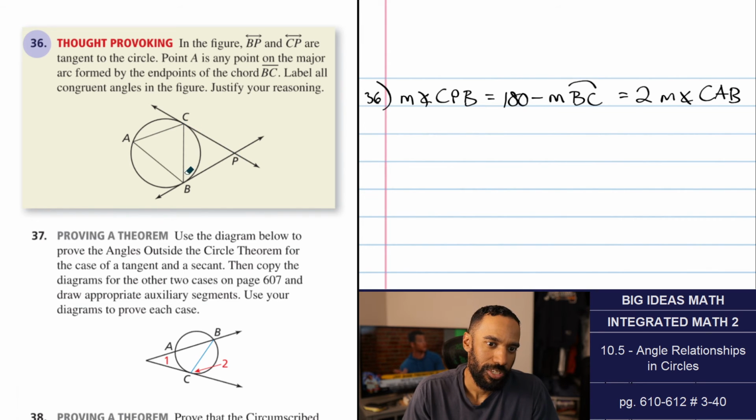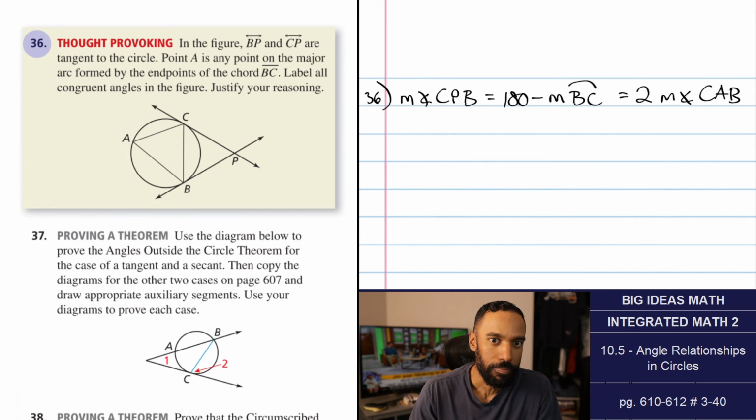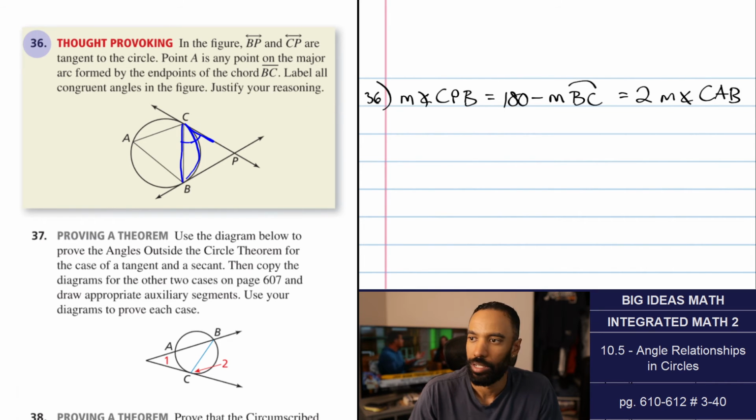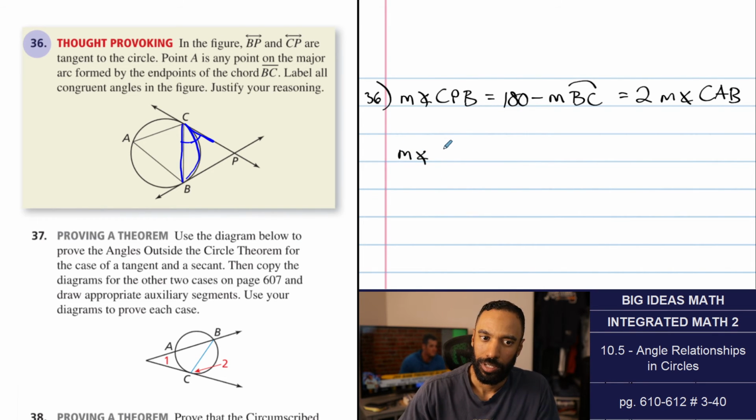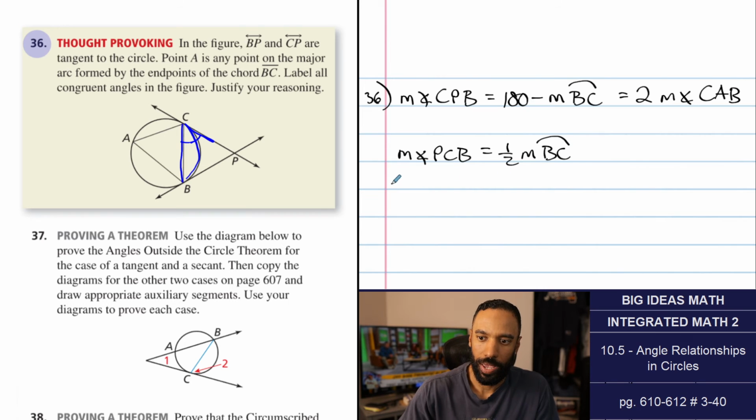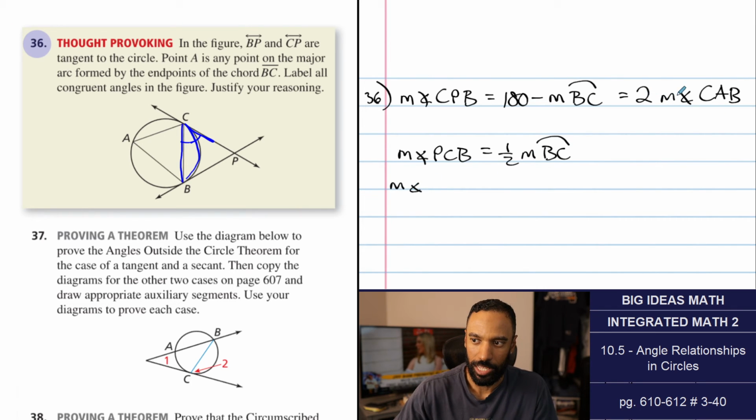Angle PCB. Oh, this guy is half of that arc as well. Okay, so I don't know if anything I did is helpful yet, but here's what I do notice. I have an angle right here, which is going to be half the measure of this intercepted arc. Okay, hold on. I see some that are the same. The measure of angle PCB is going to be 1/2 the measure of arc BC, and so is the measure of angle CAB.